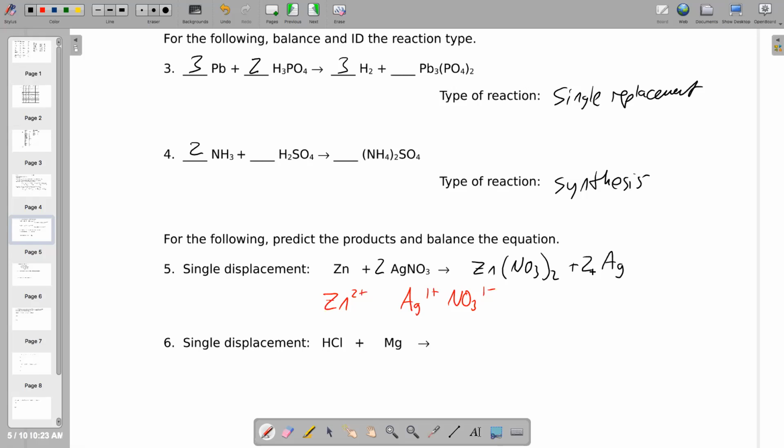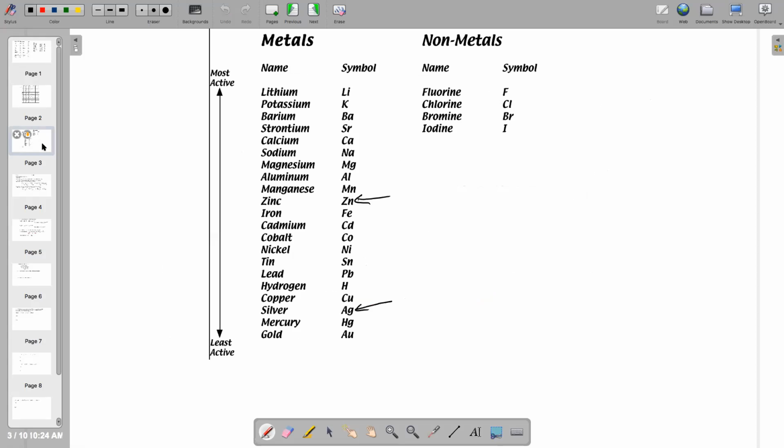And you can include states too. Zinc is solid, silver nitrate is aqueous, zinc nitrate is aqueous, and the silvers, they're solid. All right, this single displacement. If magnesium is above hydrogen, then the reaction happens. So when you look on the ion chart, well, it's a reaction of an acid, which usually always works anyway. But hydrogen's down here, magnesium's up there. So the criteria is if magnesium is above hydrogen, then the reaction takes place. And here, magnesium is above hydrogen.